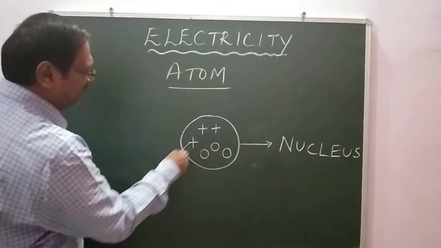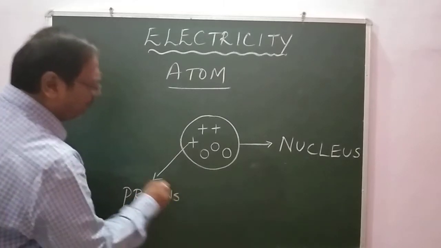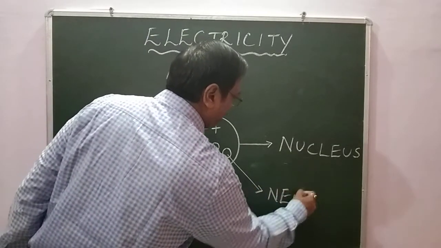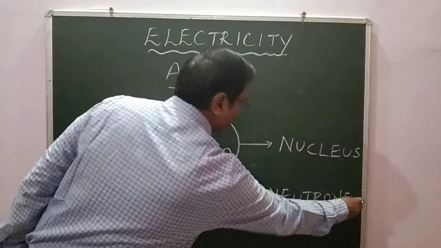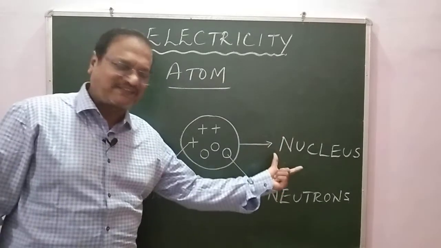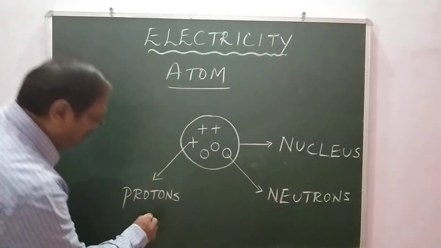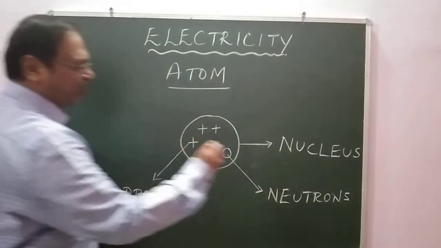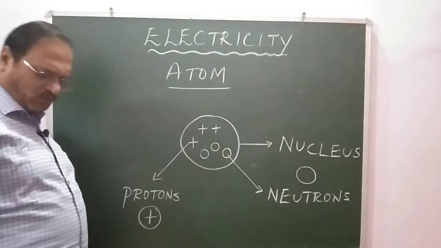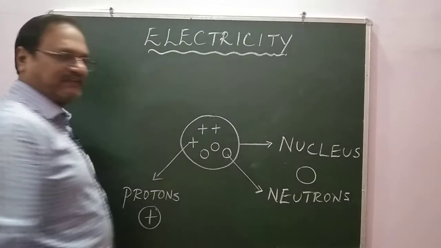And these positive charges, we call them protons. And what are these neutral charges? They are called neutrons. Okay. So, what does the nucleus consist of? Nucleus consists of protons and neutrons. Protons are positively charged. Neutrons do not have any charge. Zero charge. Okay. Does the atom consist of only the nucleus?